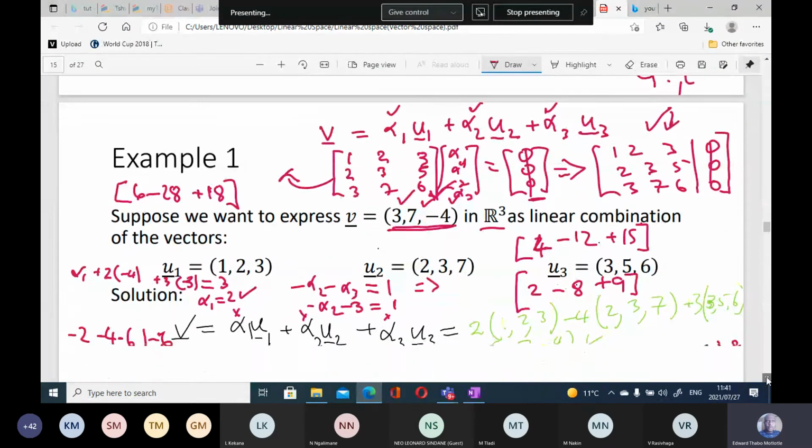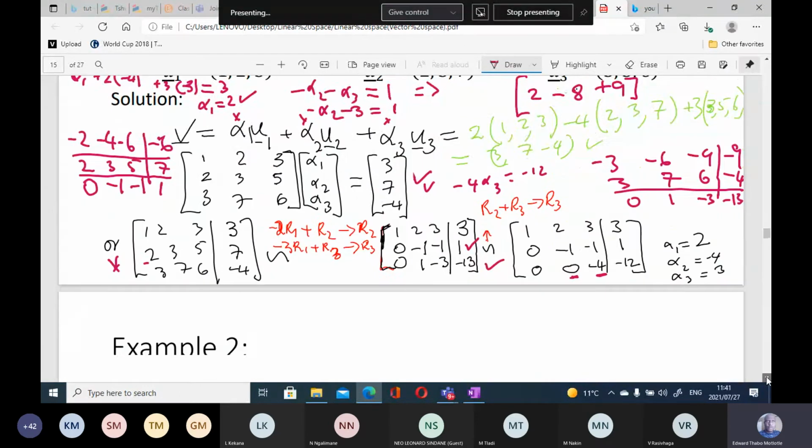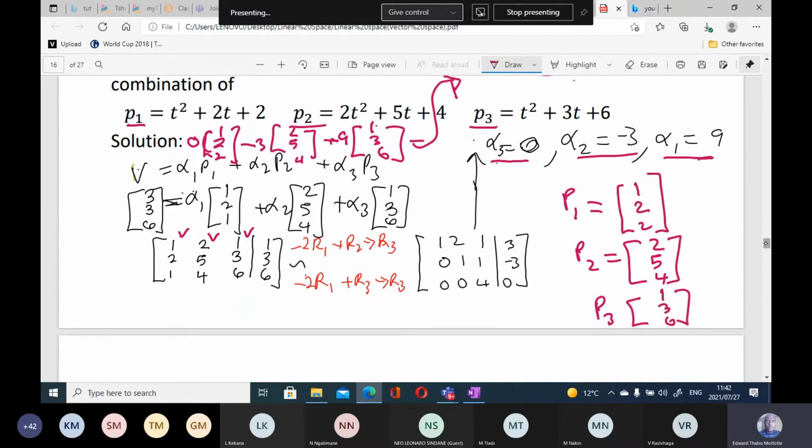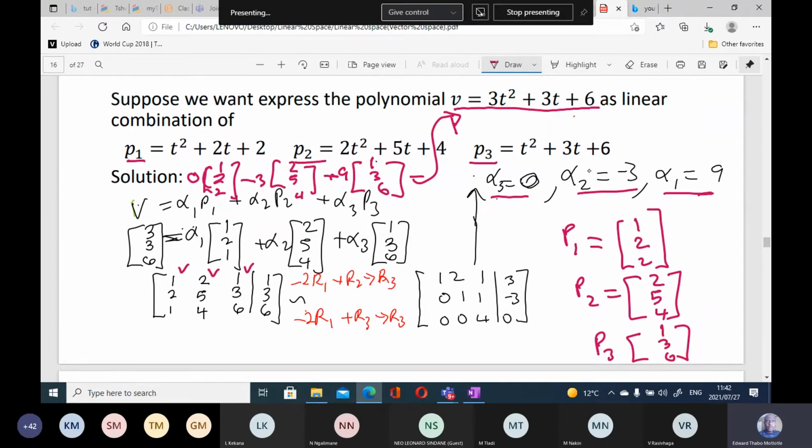This is a solution. I've done it here, but it's mixed up there. I was explaining to students there. And now the next one. They say suppose we want to express a polynomial as a linear combination of P1, P2, and P3. This one I didn't solve with other students in the previous class, because you'll go through the same steps as the previous one. The only thing that is different, that can confuse you, is that you must write this polynomial as a column vector.